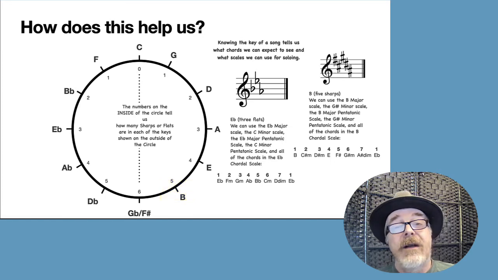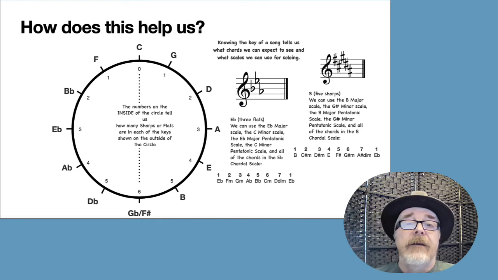Well, knowing the key of a song tells us what chords we can expect to see and what scales we can use for soloing. For instance, E flat tells us we have 3 flats. We can use the E flat major scale, the C minor scale, the E flat major pentatonic scale, the C minor pentatonic scale, and all of the chords in the E flat chordal scale. If you know what key signature you're in, this is the information you have. And you can see I've written down the E flat chordal scale for you.